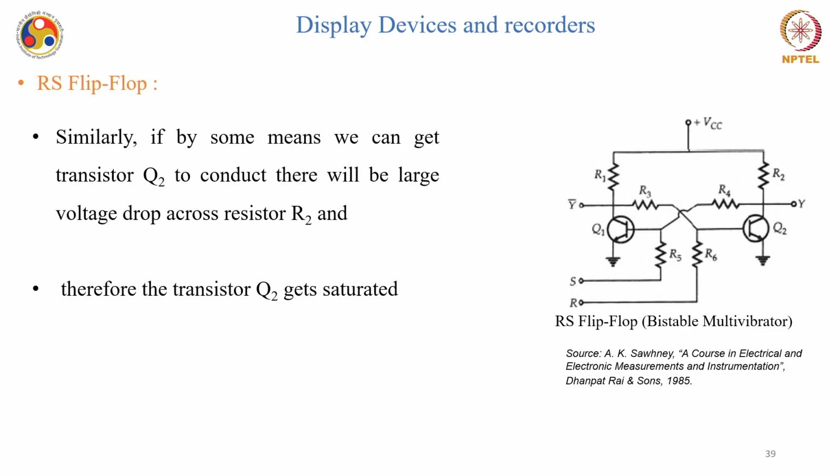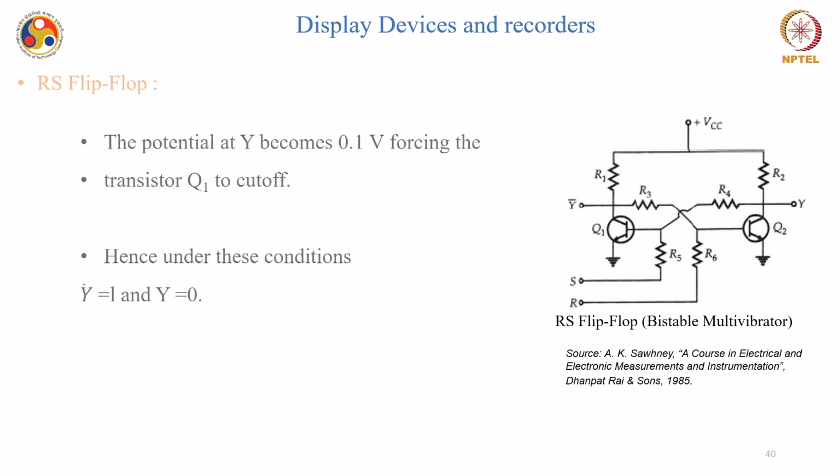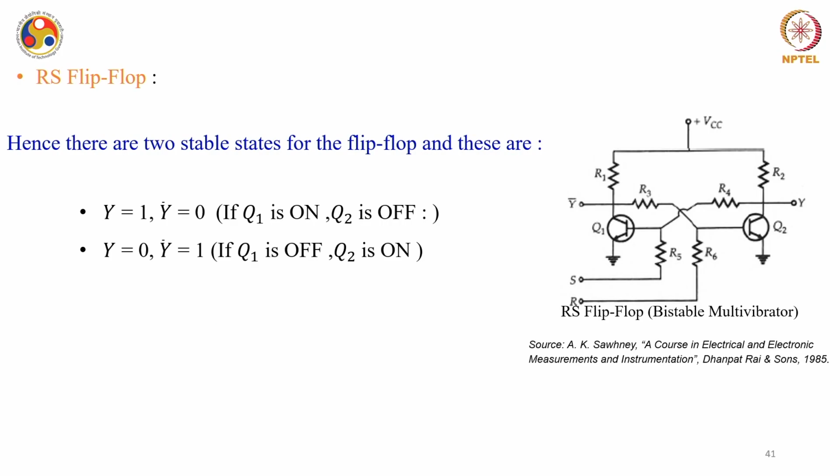Okay. Similarly, if by some means we can get transistor Q2 to conduct, there will be a large voltage drop across resistor R2, and therefore the transistor Q2 will get saturated, and the potential at Y becomes 0.1 volt, forcing the transistor Q1 to cut off, and under this condition the opposite will happen. Y bar will be equal to 1 and Y will be equal to 0. Hence, there are two stable states for the flip-flop: Y equal to 1 and Y bar equal to 0, achieved when Q1 is on and Q2 is off, while Y equal to 0 and Y bar equal to 1 when Q1 is off and Q2 is on.